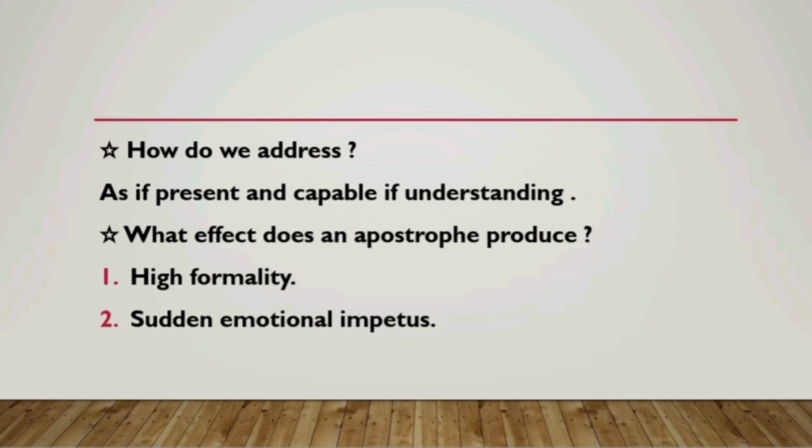Next is, what effect does an apostrophe produce? What is the target of the writer behind using apostrophe? First, he tries to bring out high formality. High formality is when the author wants to be detailed, precise, and have a structure in his writing. The next is sudden emotional impetus, when he gets a sudden encouragement resulting in an activity.